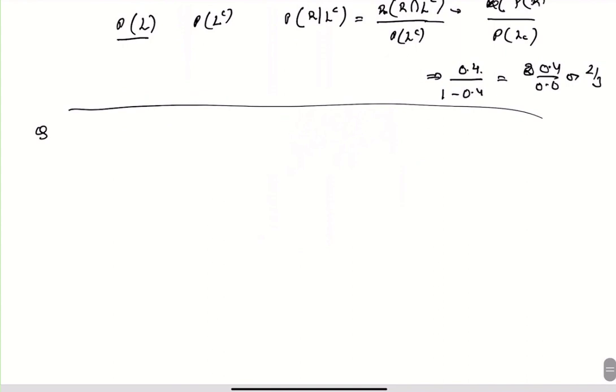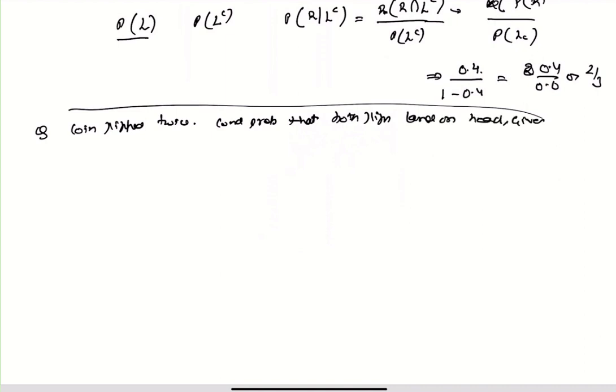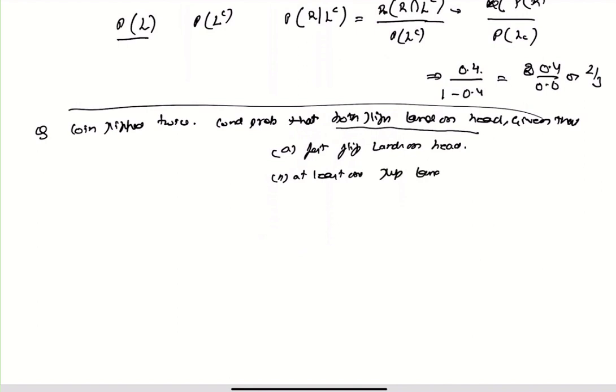Question: a coin is flipped twice. What is the conditional probability that both flips land on head, given that A is the first flip lands on head and C is at least one flip lands on head?